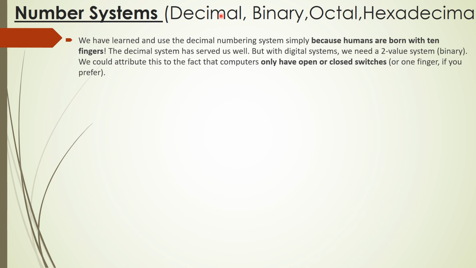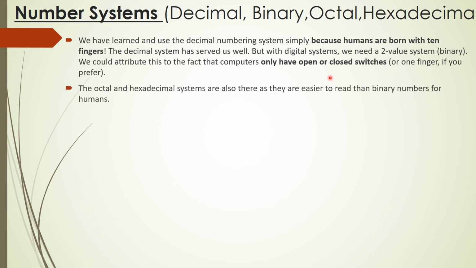So I'll start with decimal. Being humans, we have 10 fingers, alhamdulillah, and due to this it becomes very easy for us to understand the decimal system. But in a digital system, we need a two-value system, which is called binary, because in a digital, discrete system there are basically only two values: yes or no, open or closed, or one finger, if you prefer.